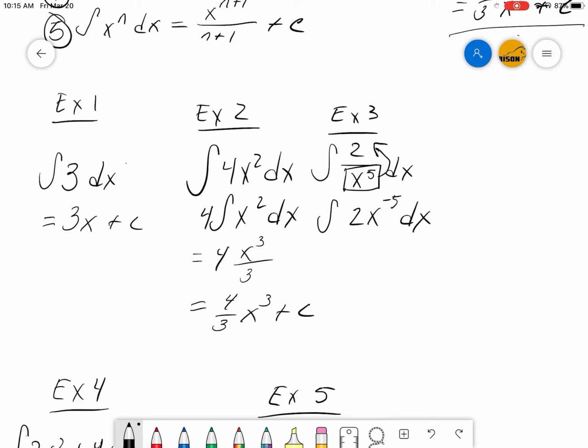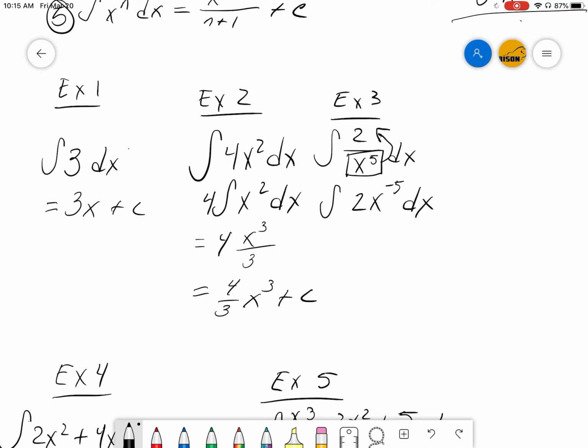I'm going to use exactly what I did in example 2. 2 is going to be written out in front, and then I'll integrate x to the negative 5th dx, and it works the same way. So 2's hanging out. I've got to add 1 to the power, so I've got x to the negative fourth, and then I divide by that.